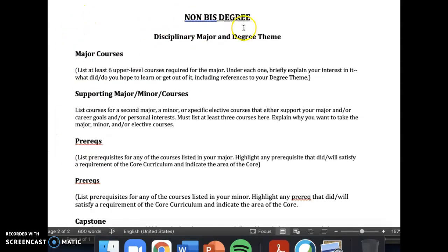Then what you're going to do, let's say you're not a BIS major. You're doing things that are interdisciplinary, but let's say you have a major and a minor.